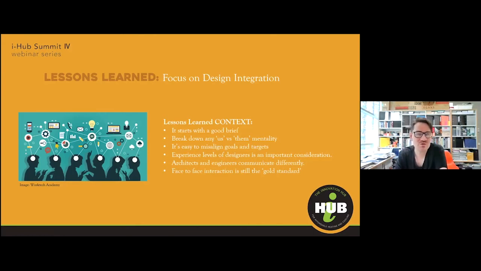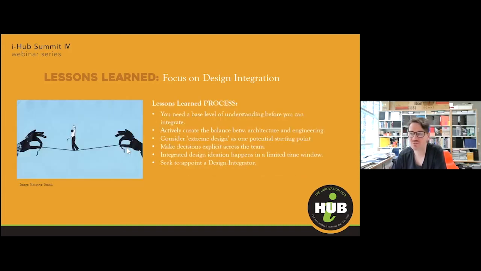And the one studio that we had where we had everyone in the room from start to finish, I think we believe by far was the most rewarding experience for everyone involved. So it's still being the gold standard. If you provide a context for design collaboration and integrated design, being able to discuss things face-to-face is pretty crucial.